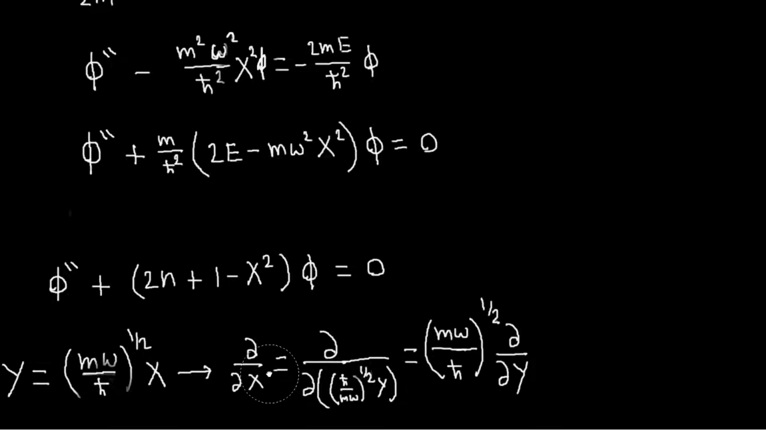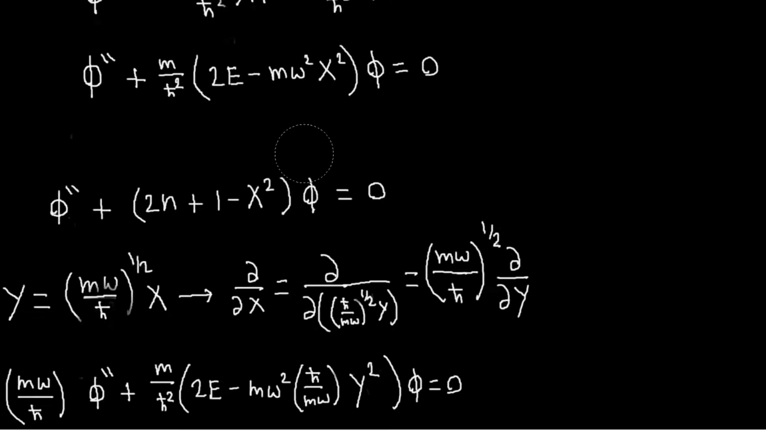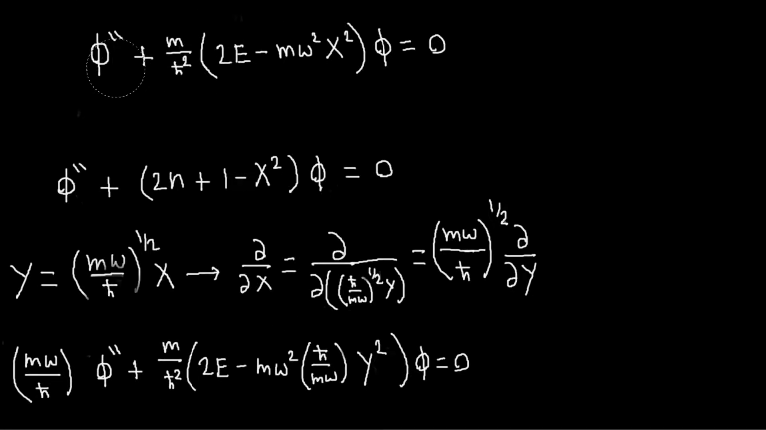And so I just want to rewrite my equation in terms of y. So d dx is the square root of m omega over h bar times d dy. And because it's the second derivative, I basically get this squared, so I get an m omega over h bar here. And now phi prime prime means the second derivative with respect to y. And then I can just solve this for x and plug that into here. And so I'll get this.